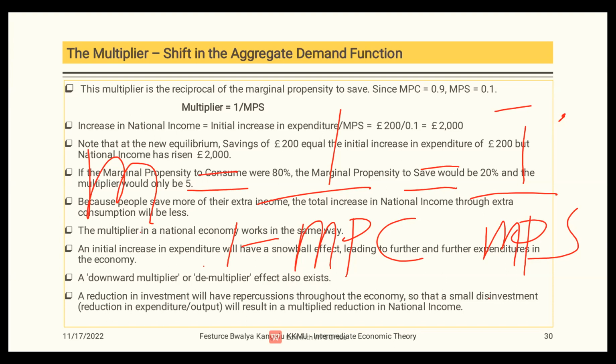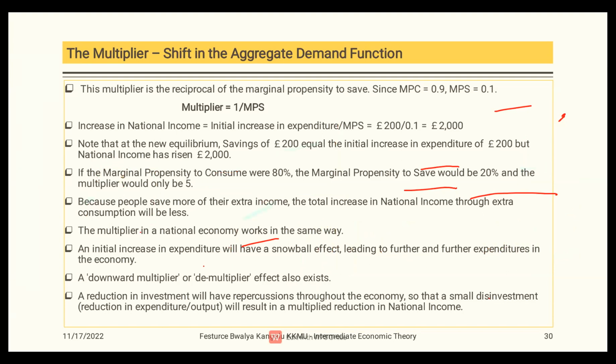Having established that, you can see this. An increase in national income is equal to the initial increase in expenditure over MPS. That is 200 kwacha divided by the MPS.